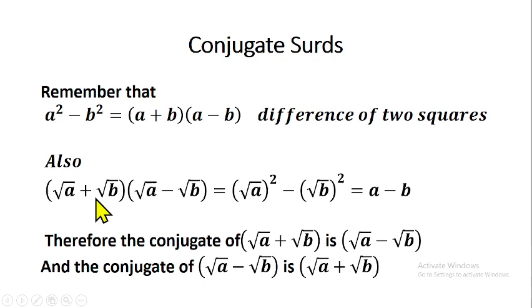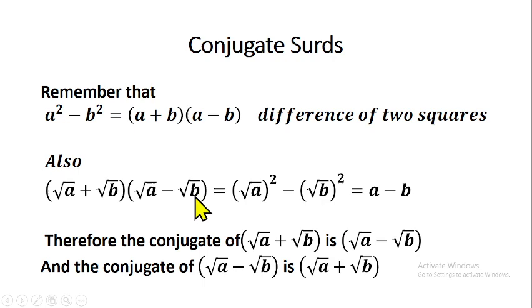So also, if I'm multiplying, now in brackets, √a plus √b into the bracket √a minus √b, you can see that this is a difference of two squares, just like what you have in here. This is a difference of two squares. This is also a difference of two squares. This is plus, this is minus. Everything else is the same.